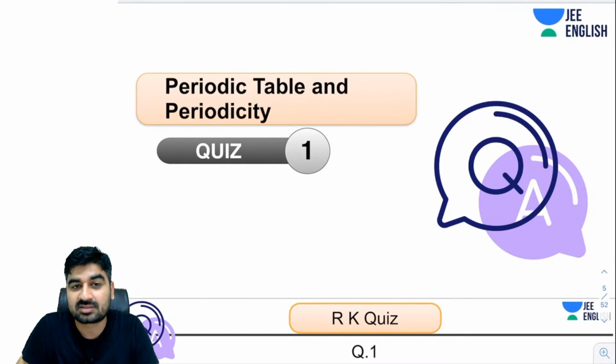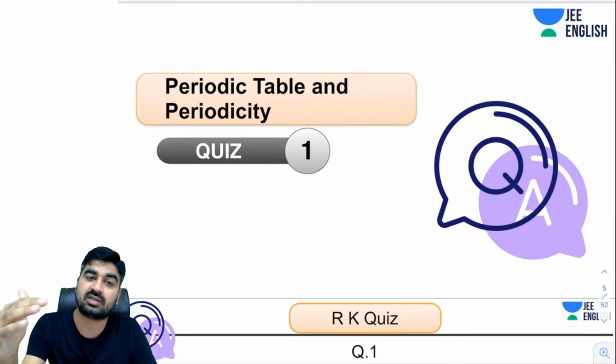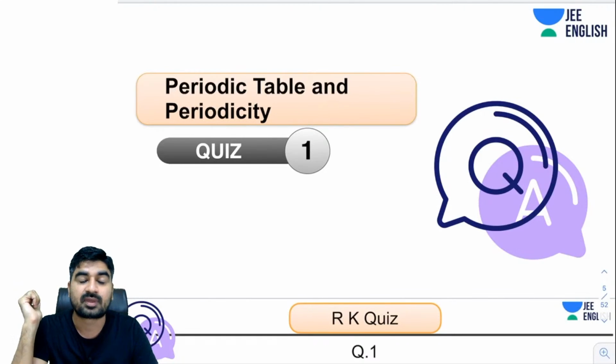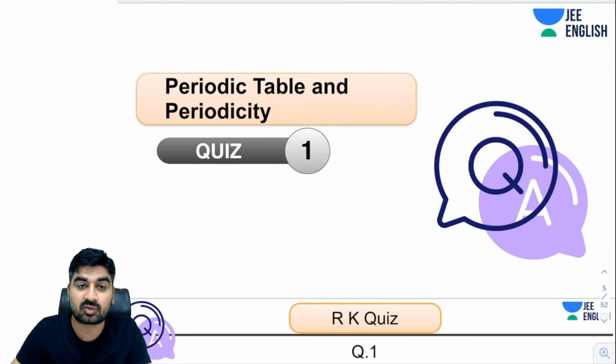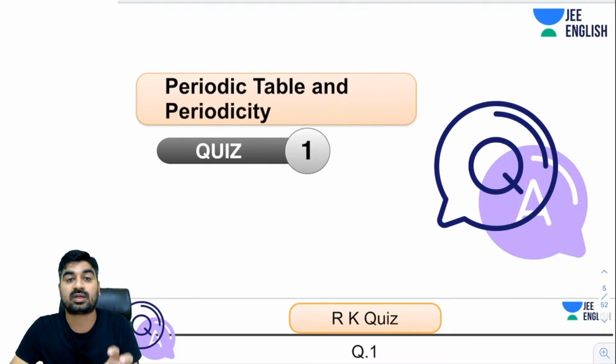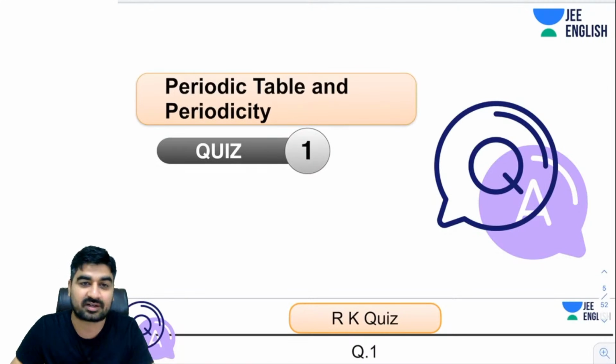What I'm telling you guys, we will start this quiz with questions. Initially there will be easy questions, then the level will increase gradually, and once we are solving this quiz, you will get to know what are the points which you think you know, but you still don't know. And you will get to know these things only when you solve it incorrectly.